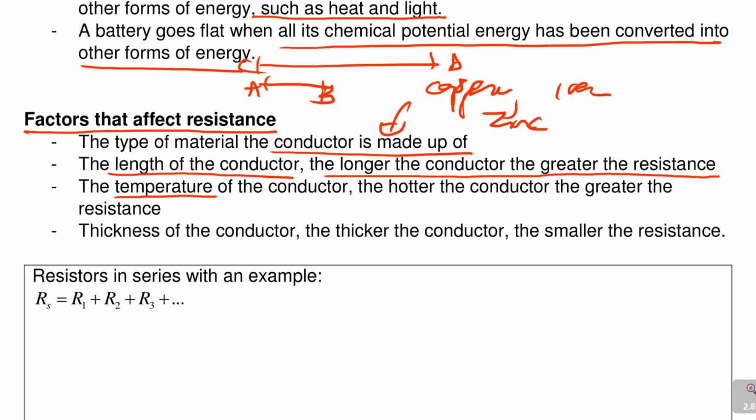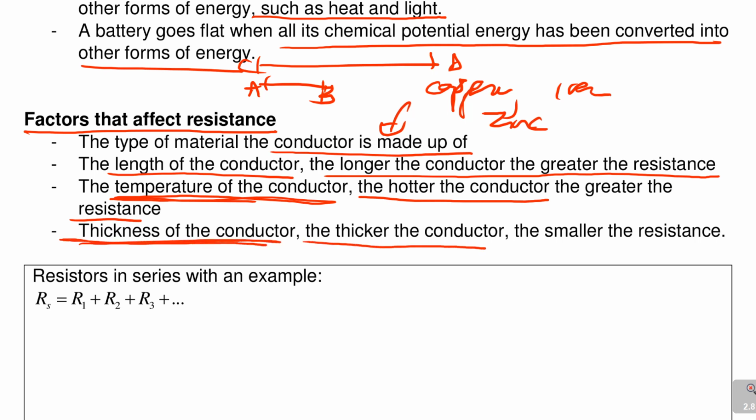The temperature of the conductor also affects it. The hotter the conductor, the greater the resistance. And then the thickness of the conductor: the thicker the conductor, the smaller the resistance. These factors are very, very important. You must know them.